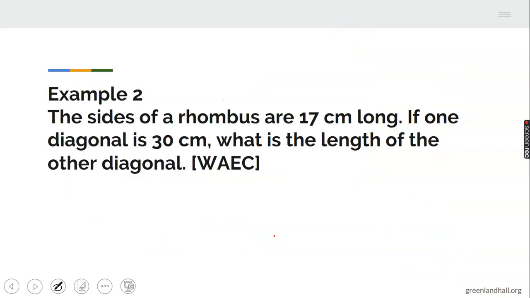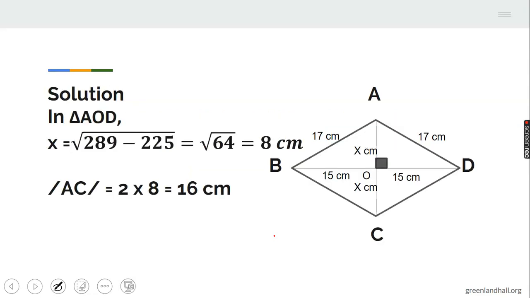1.5 cm. Let's take another example. The sides of a rhombus are 17 centimeters long. If one diagonal is 30 cm, what is the length of the other diagonal? This is a word question. This is the diagram here. The sides are all equal, as you know, rhombus. All are 17 centimeters each.